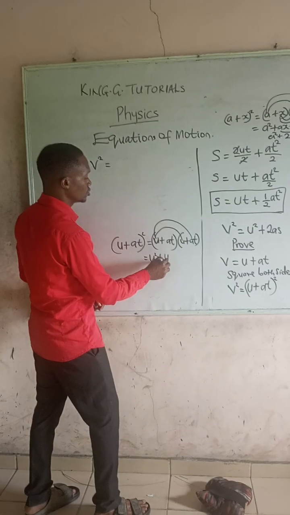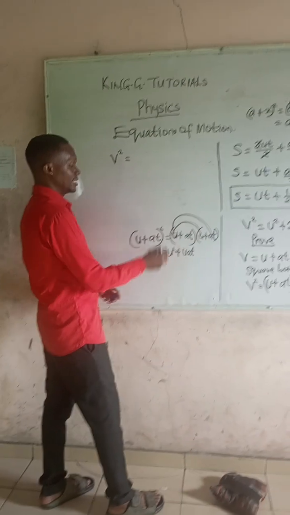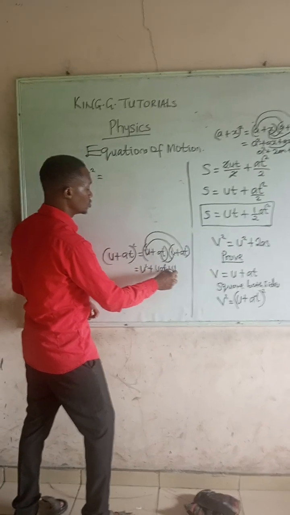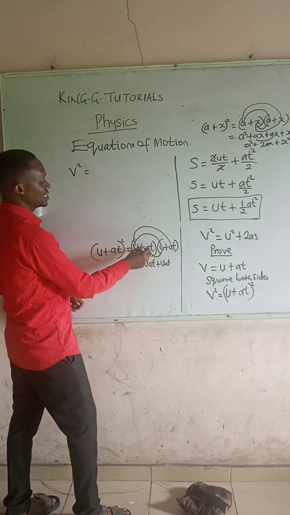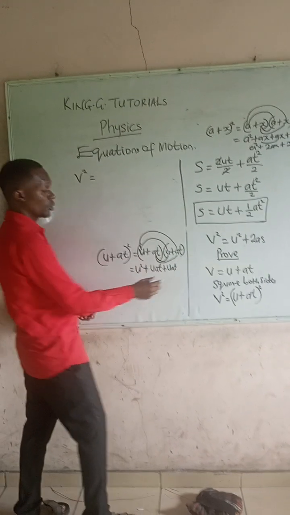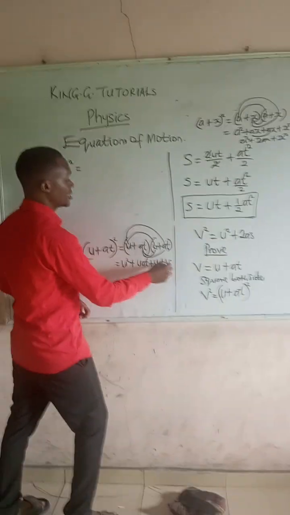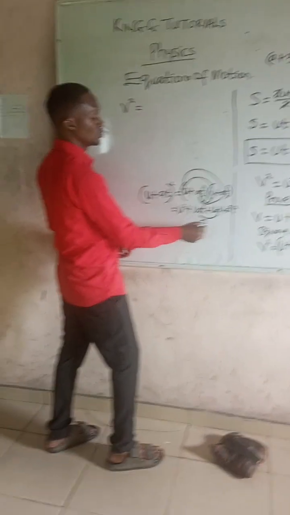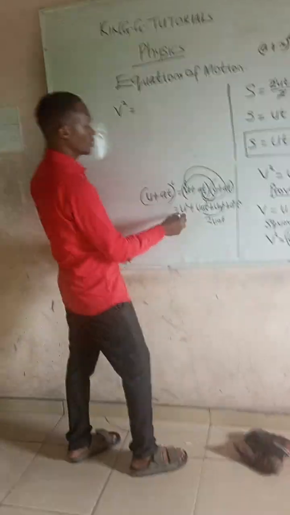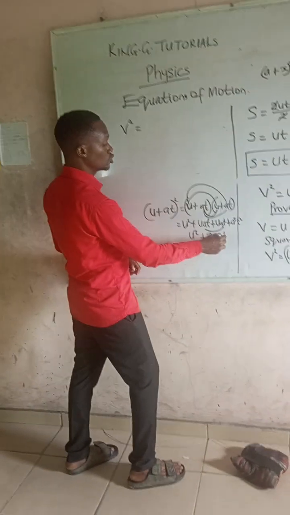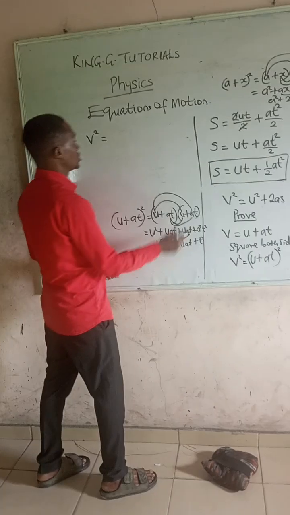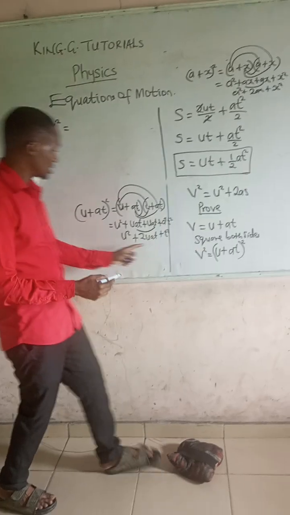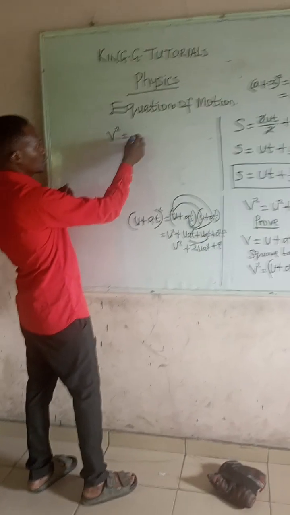Then after that, this at multiplied by this u gives me uat. And at here multiplied by at gives me a times a, a squared, t times t, t squared. So how many uat do we have? We have 2uat. Alright, so we have u squared plus 2uat plus t squared. So we see that our (u + at) all squared is the same thing as this.